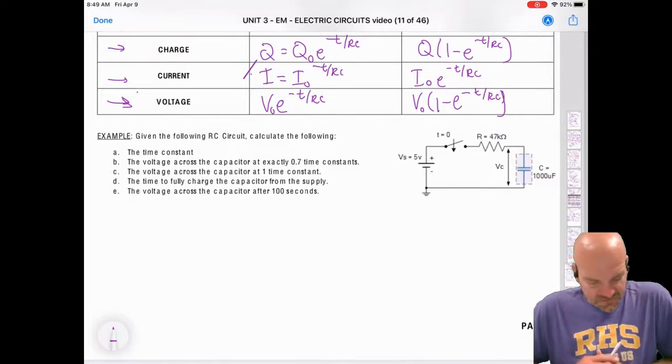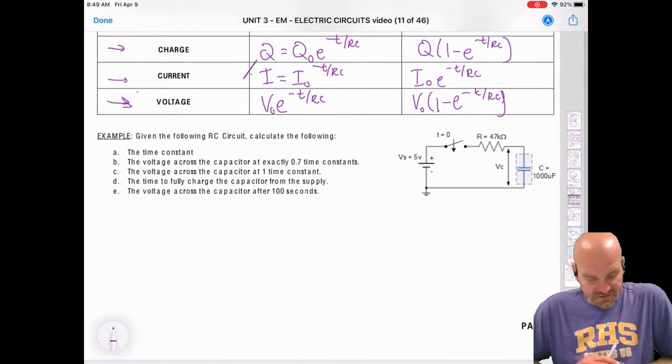So here's an example. It says, given the following RC circuit, calculate the following. A, the time constant. B, the voltage across the capacitor at exactly 0.7 time constants. C, the voltage across the capacitor at 1 time constant. D, the time to fully charge the capacitor from supply, and E, the voltage across the capacitor after 100 seconds.